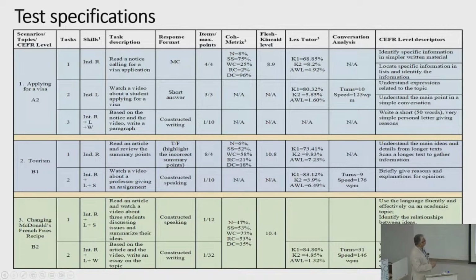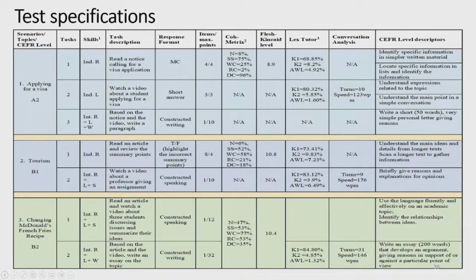We had the type of response format, multiple choice, short answer, constructed writing, number of items for each, Coh-Metrix analysis. We did not have Coh-Metrix analysis there. Flesch-Kincaid, and Lex Tutor was another one. And we also did a CA analysis, conversation analysis, wherever there was conversation. So in this case, there was this conversation. There were 10 turns in the conversation, and the speed was 123 words per minute.